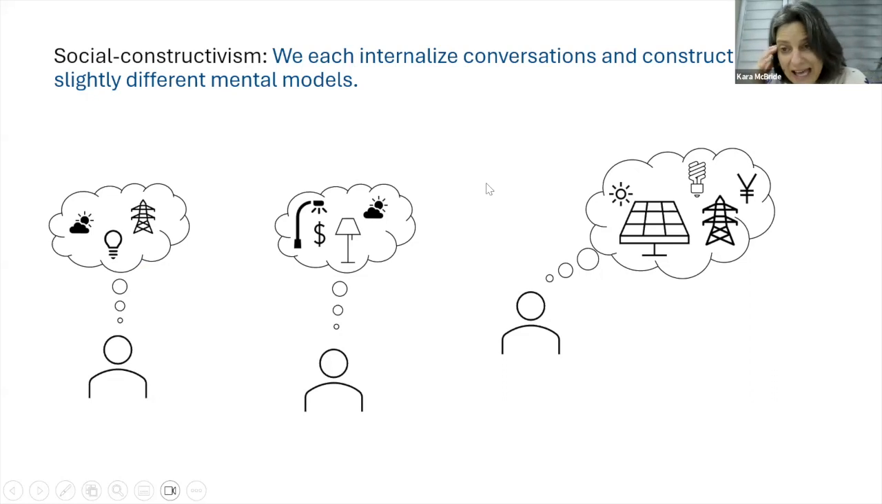What we will have in our minds at the end of these conversations is not exactly the same for each person. One person will be more focused on the electricity. One person will be more focused on how expensive it is to pay for that lamp. Another person might just be really thinking about renewable energy. But they will have shared understanding and their own different perspectives.